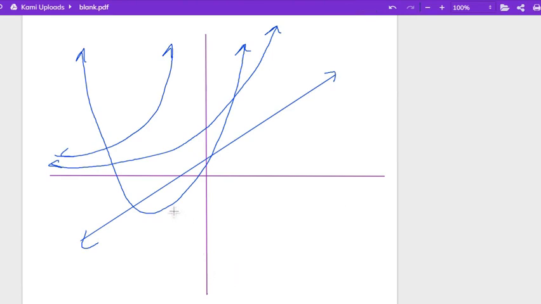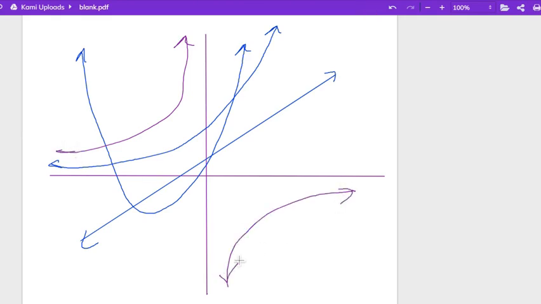right? Actually, let me make that a different color. Do you remember this one? With this one with the asymptotes, the reciprocal function. Do we have more? Oh, yeah. Which one was that? The radical function. Do you remember this one?